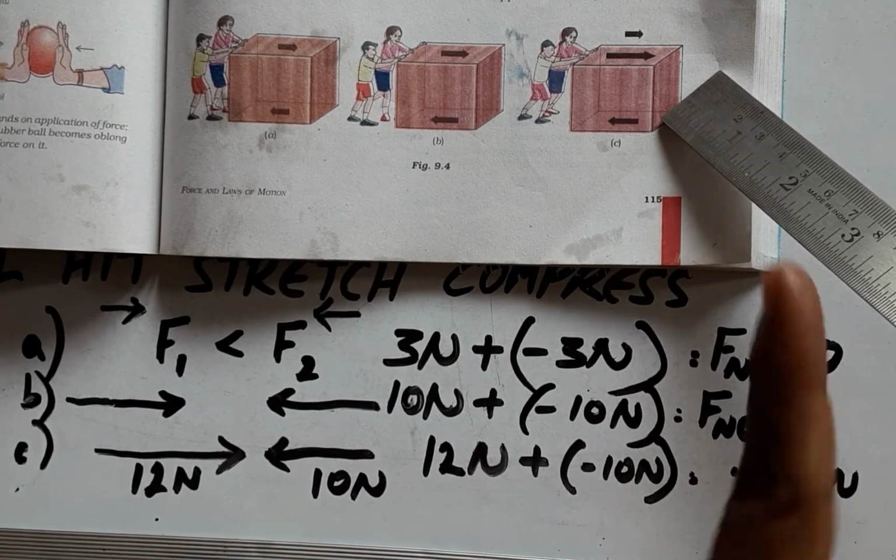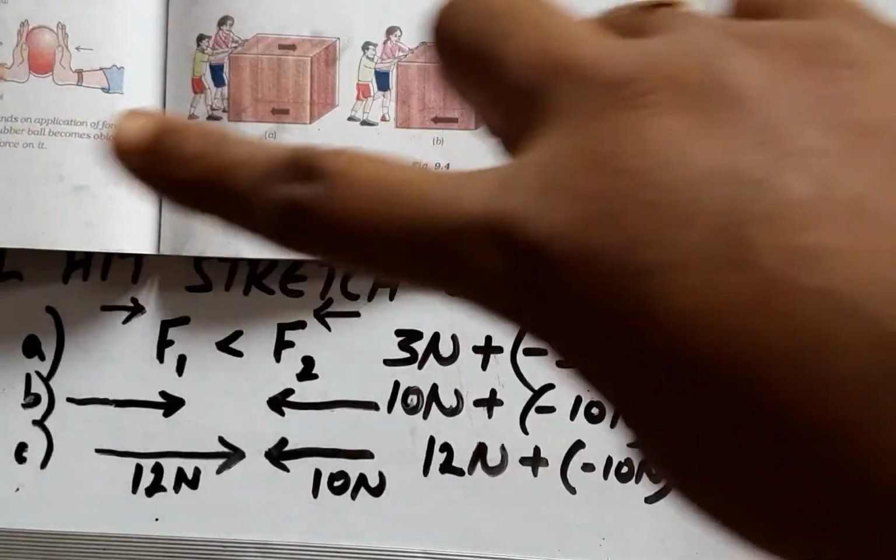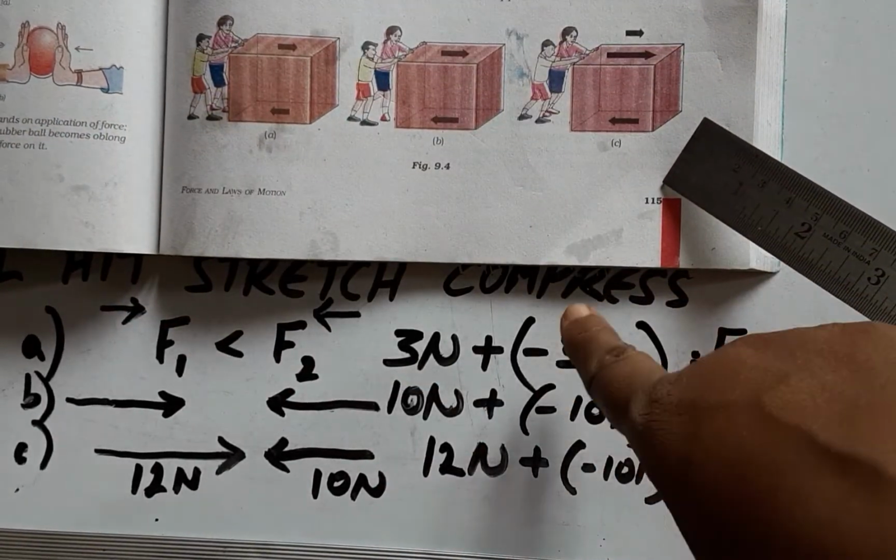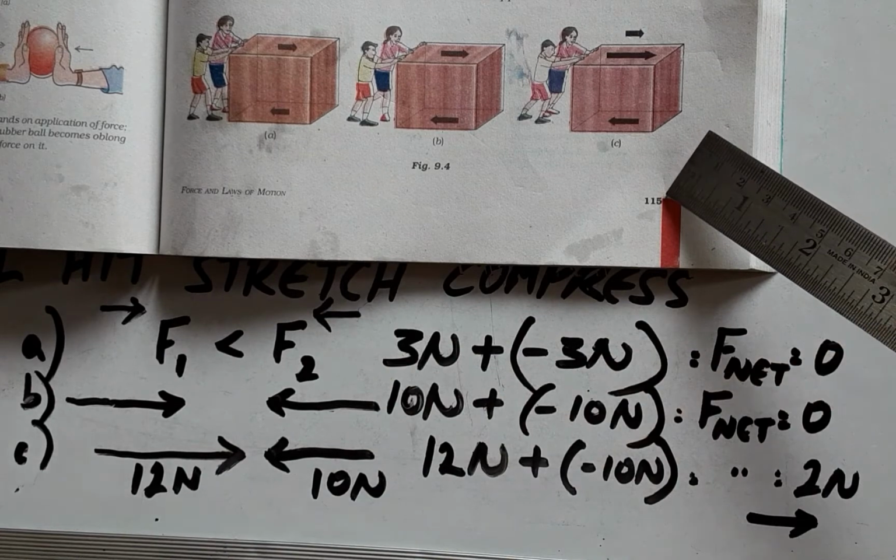Frictional force is in the left direction and therefore it is always negative, and the summation of forces gives the net force.